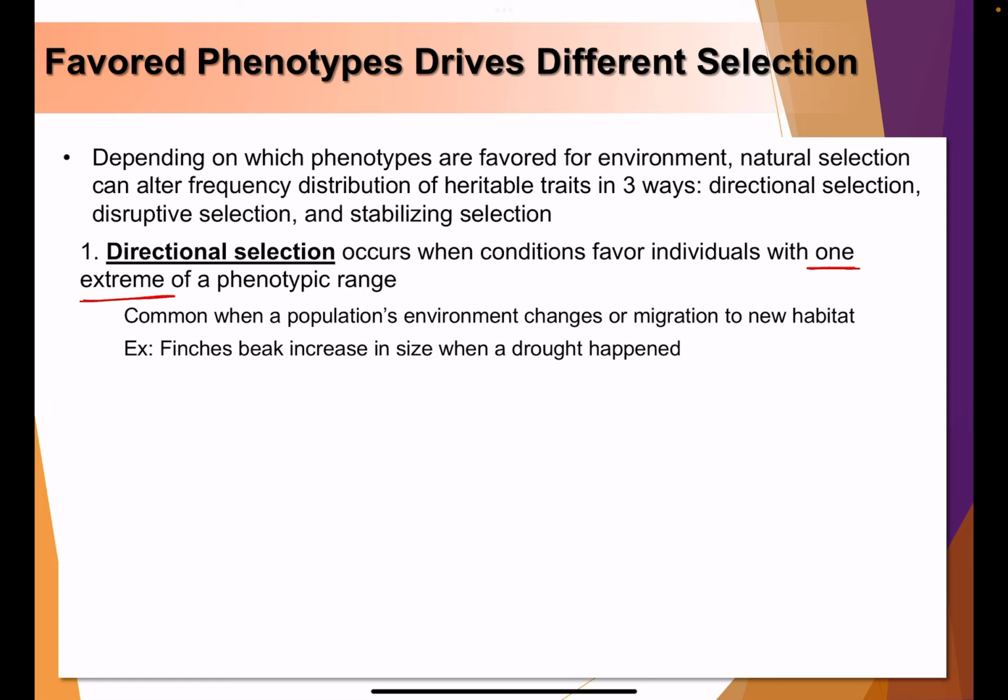For example, the finches we talked about from the Galapagos Islands had beaks increase in size when a drought happened. So that's an environmental change that happened in this area, and hence the finches' beaks all kind of go in one direction, to a larger beak size.